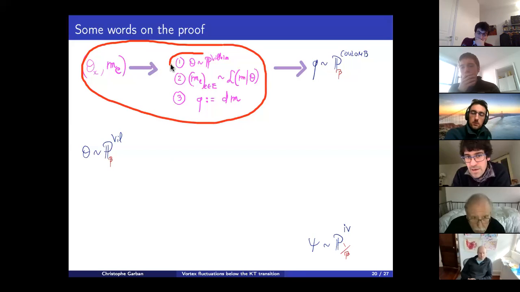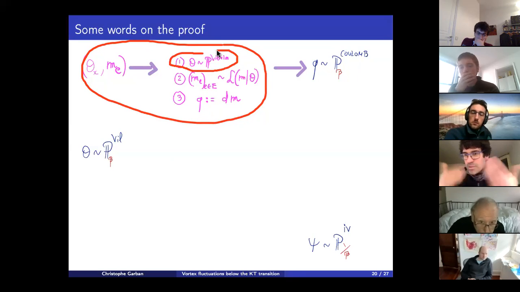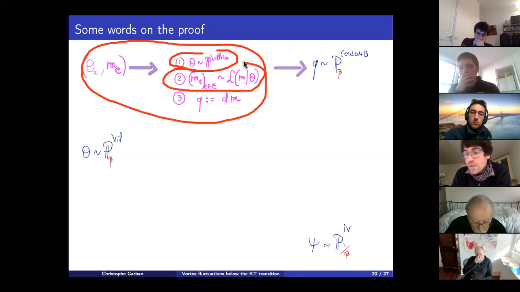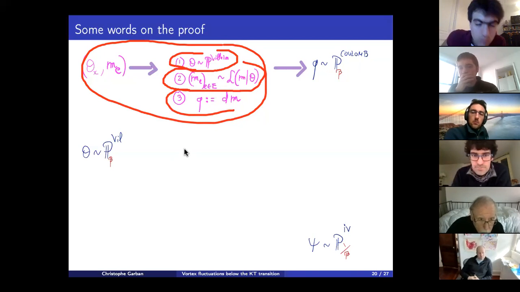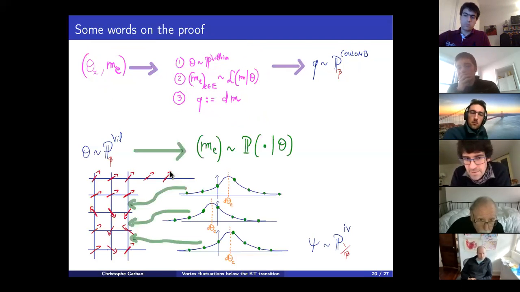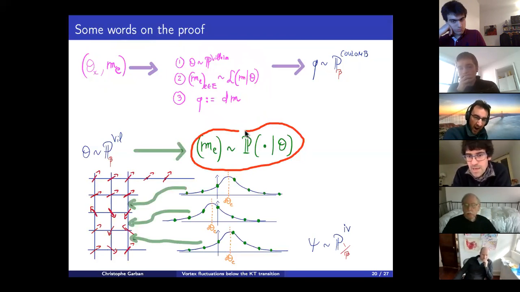We first, in the algorithm, sample a Villain field with a Glauber dynamics, say. Then we sample this random one form quenched in theta. And then we get the Coulomb by taking the curl to go from the one form to the two forms. And why do we get something out of it? So the law of the one form m is simple.